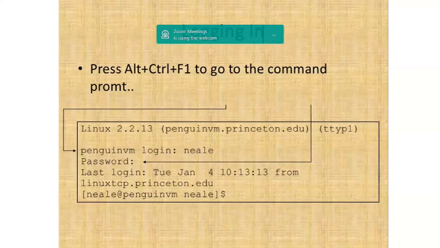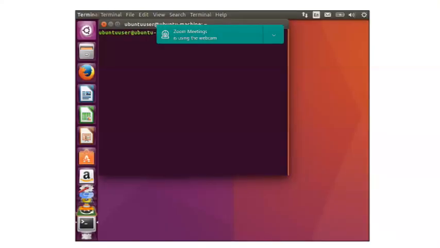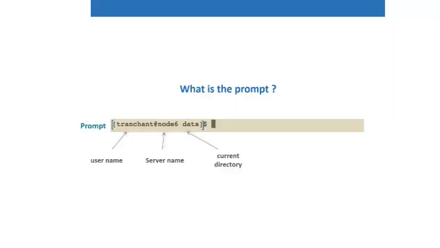So when we log on to the system, it generally shows a style: first comes the login name, then the password, then comes the command prompt. I'll show you how to see and work on the Linux system. When we log on, three things come here. First the username, then the hostname, the machine name, then the directory. And here we can type commands. This is called the prompt, where we can work.